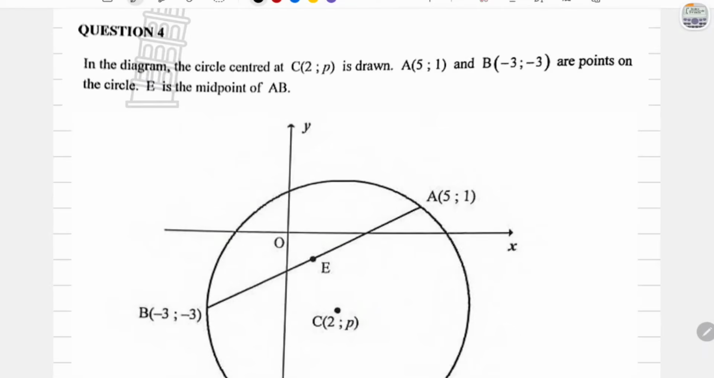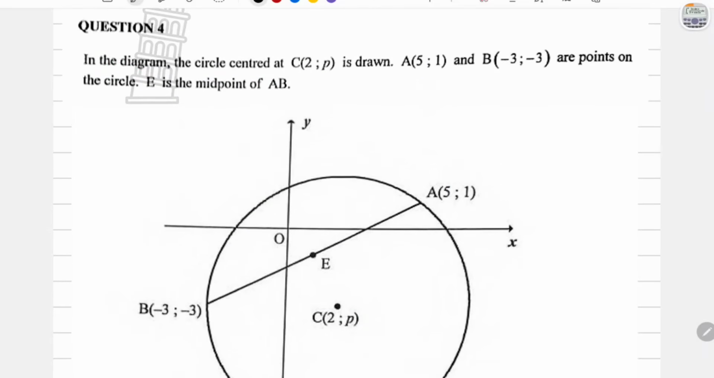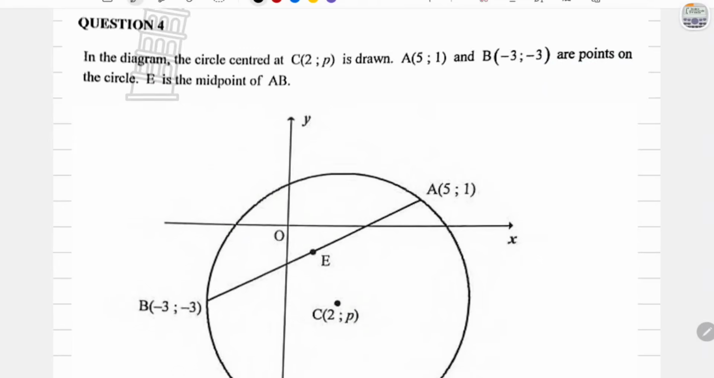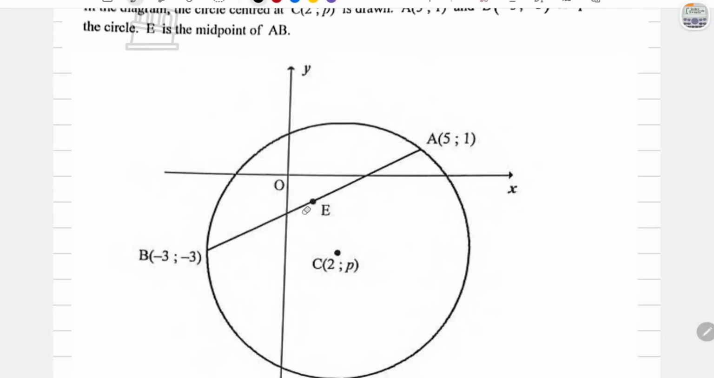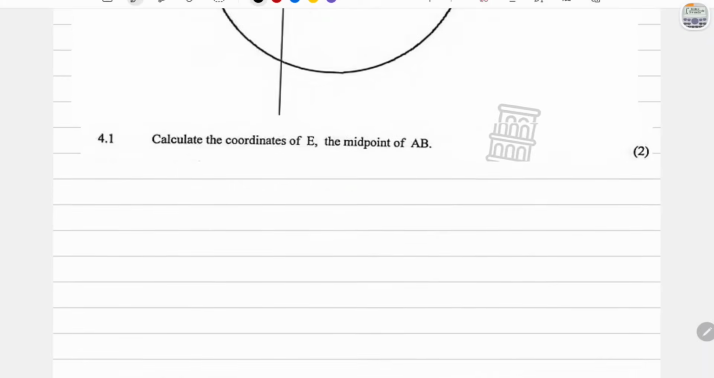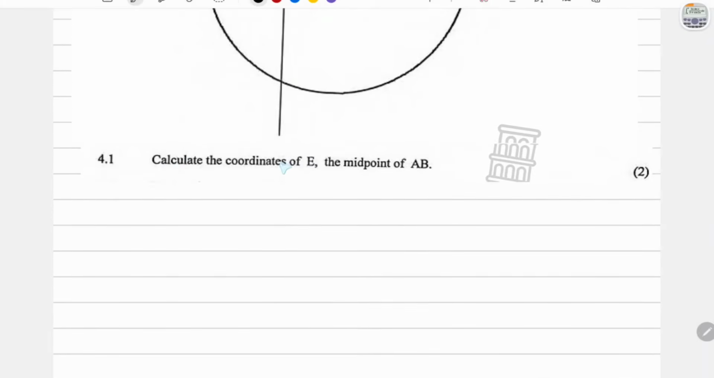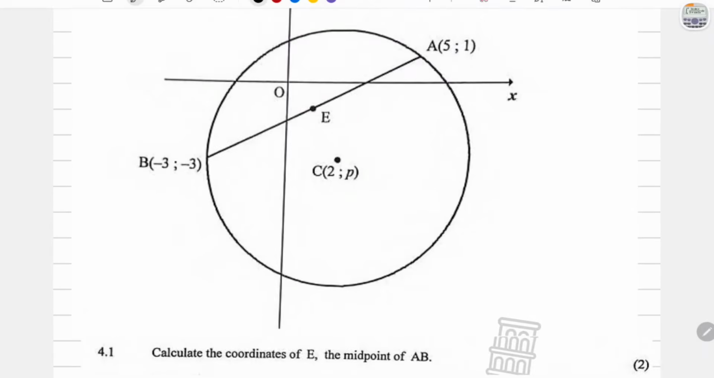So we're on question 4, and question 4 says, in the diagram, the circle centered at C, which is (2, p), is drawn. Then we have A, which is (5, 1), and B, (-3, -3), are points on the circle. E is the midpoint of AB. Okay, so that is the midpoint of AB. So interesting, a line from the center to the midpoint. Then they say 4.1, calculate the coordinates of E, the midpoint of AB.